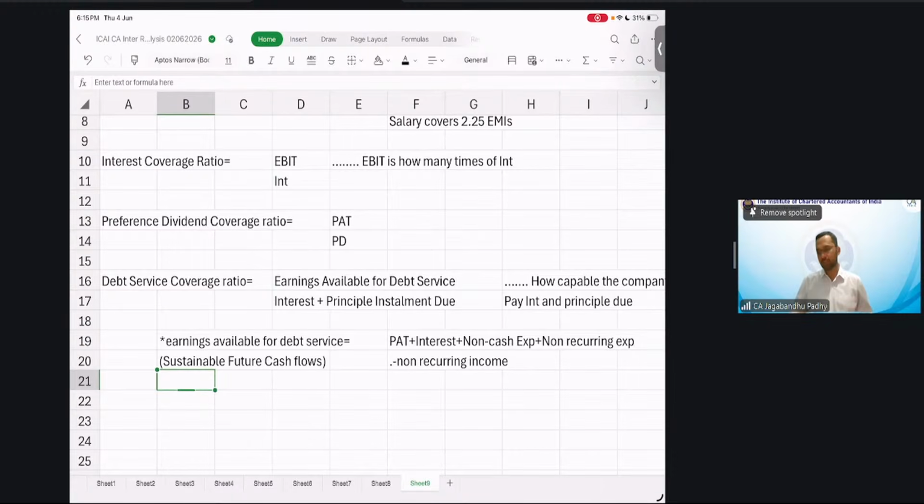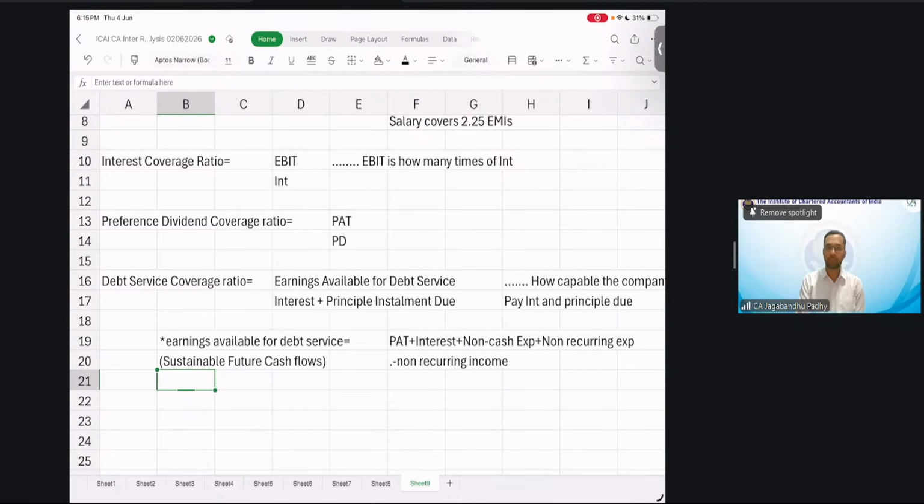Okay. Now calculating this number, which is earnings available for debt service, will require a detailed investigation of the financial statements. Debt service means servicing the debt. It means making the payment of the debt whenever and whatever amount is due. Like how capable you are to satisfy the debenture holders by way of payment of interest and principal amount.